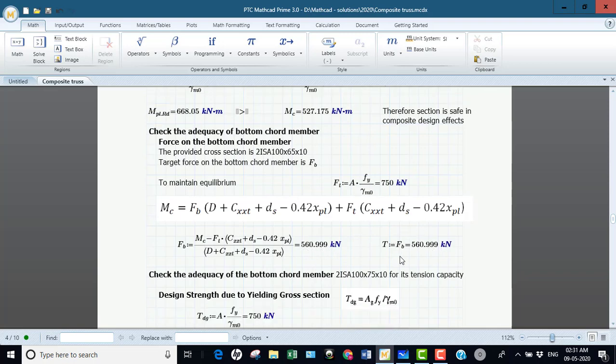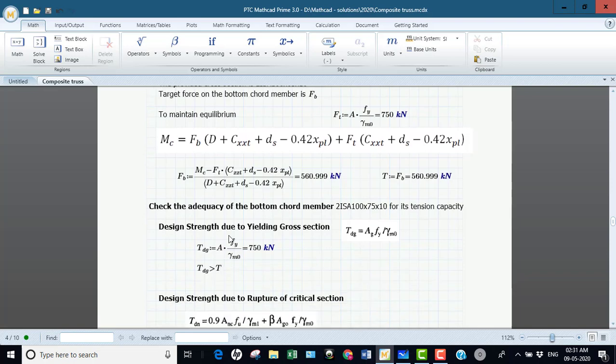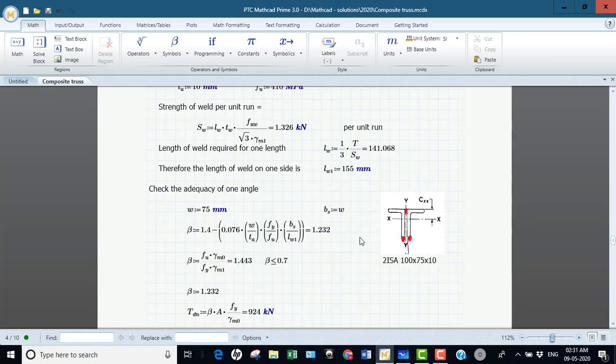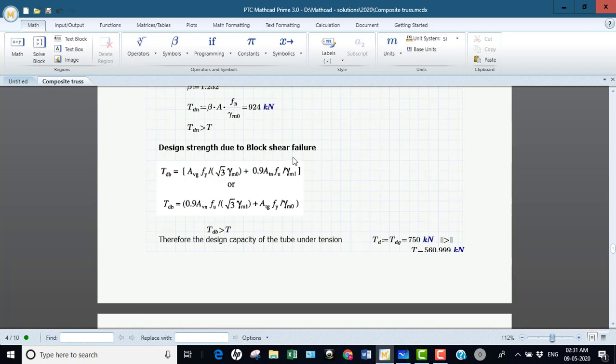Because this 560 is again tension, I am going to check whether the same cross section is able to take this 560 kilonewton, and I am checking with the tension capacity according to IS 800. The tension has to be checked under three criteria: yielding of cross section, rupture at critical cross section, and block shear failure. I have to do three checks.